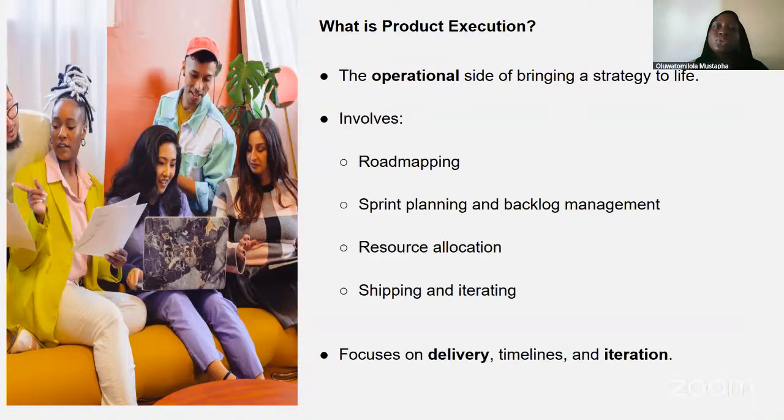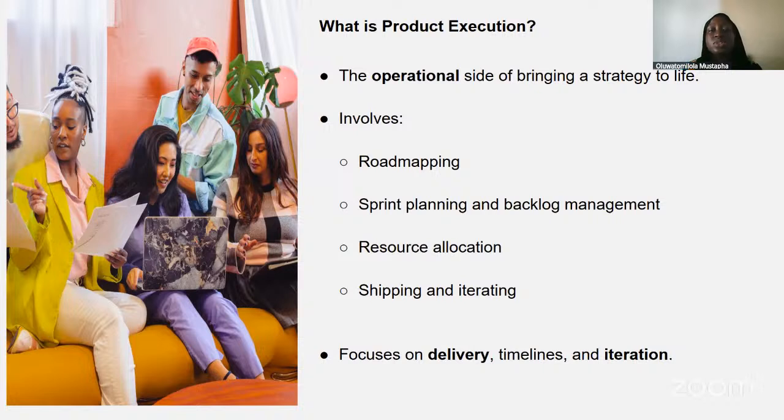So we then go on to product execution. So after the normal cycle of maybe agile, where you discover a product, you start your initiation, you start your development, and after you've done your initiation, then you start to execute the project, or you start working on the product essentially. So product execution is the operational side of bringing the strategy to life. So you must have done all your market research, market analysis, competitor analysis.